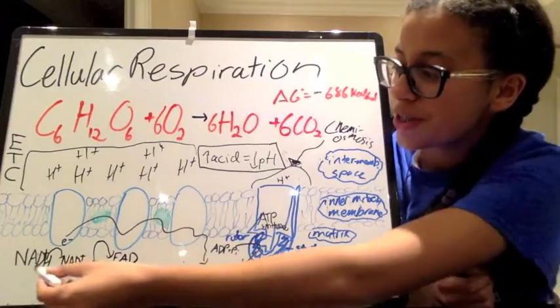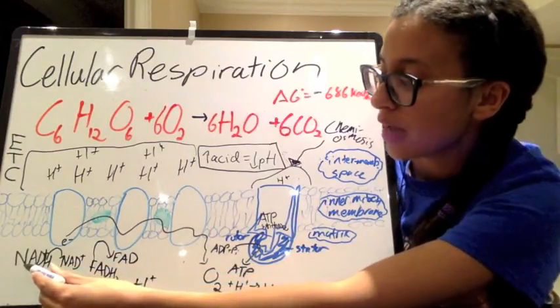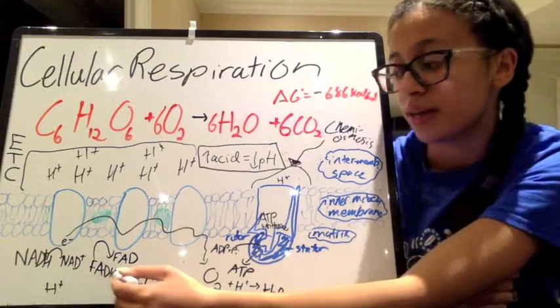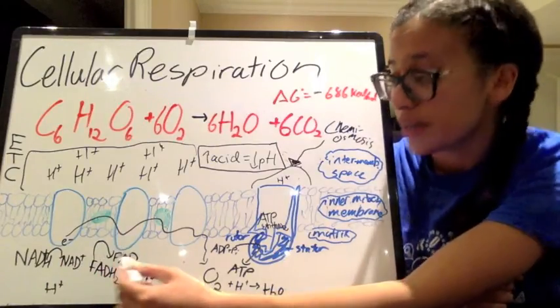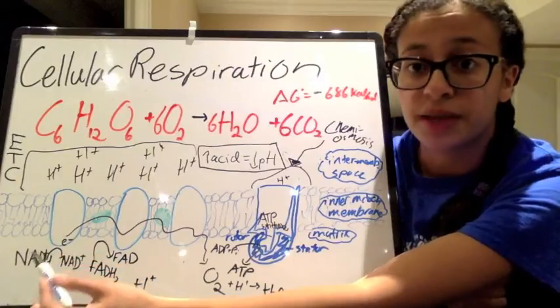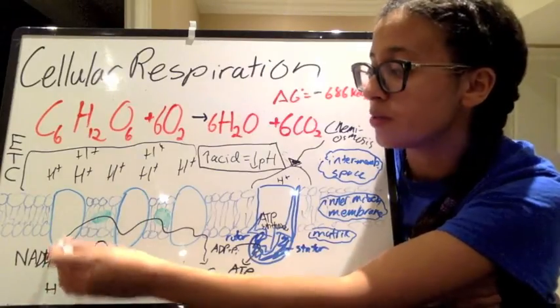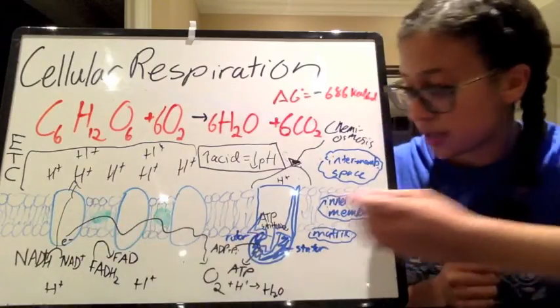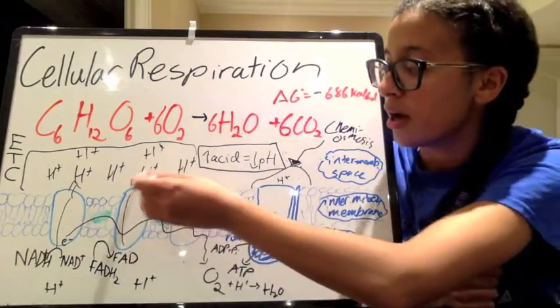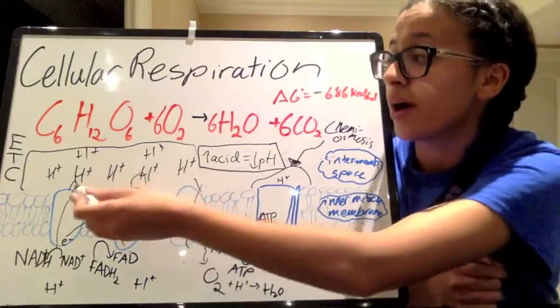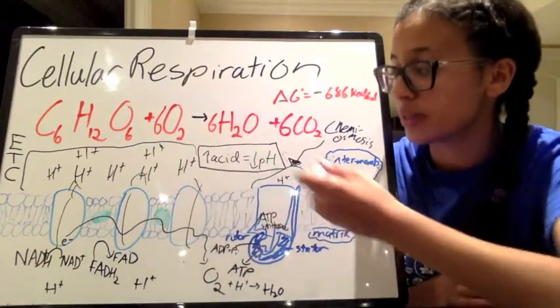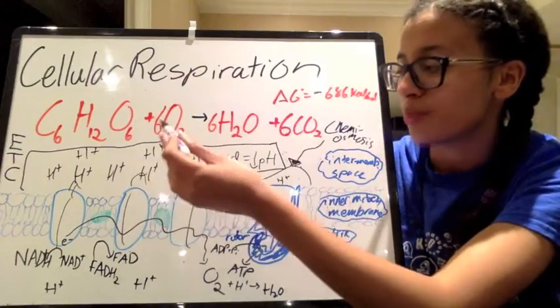So each time an NADH is broken into an NAD+, and an FADH2 is broken into an FAD, that energy that is released from those reactions is going to be used to pump hydrogen ions across the inner membrane of the mitochondria, and then we're going to have a higher concentration of hydrogen ions in the intermembrane space.